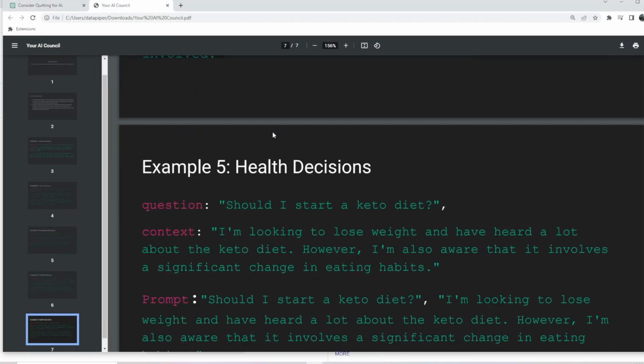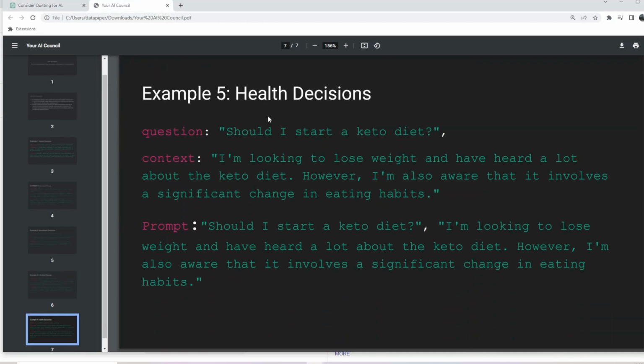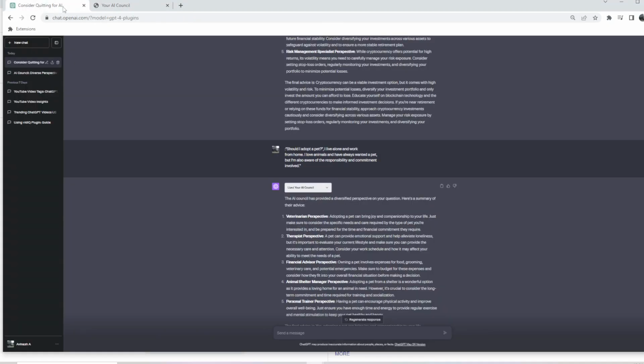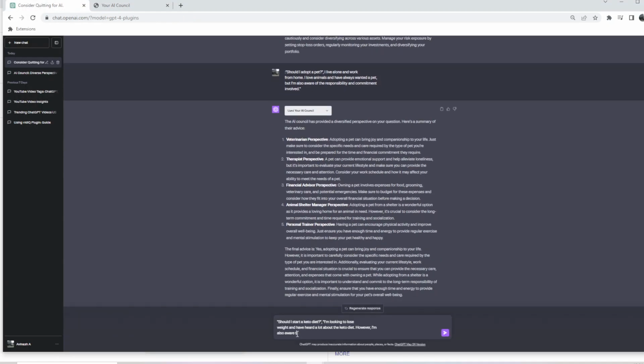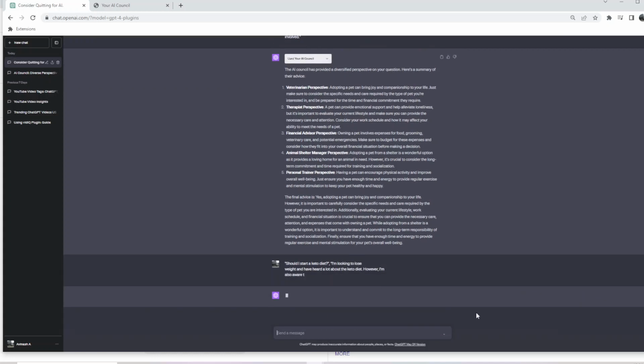So the last but not the least, this is for people who are into fitness and dieting. Should I start a keto diet? I'm looking to lose weight, and I've heard a lot about the keto diet. I'm also aware it involves a significant change in eating habits. So this is the last prompt I wanted to cover, and I hope this is a useful plugin for you.